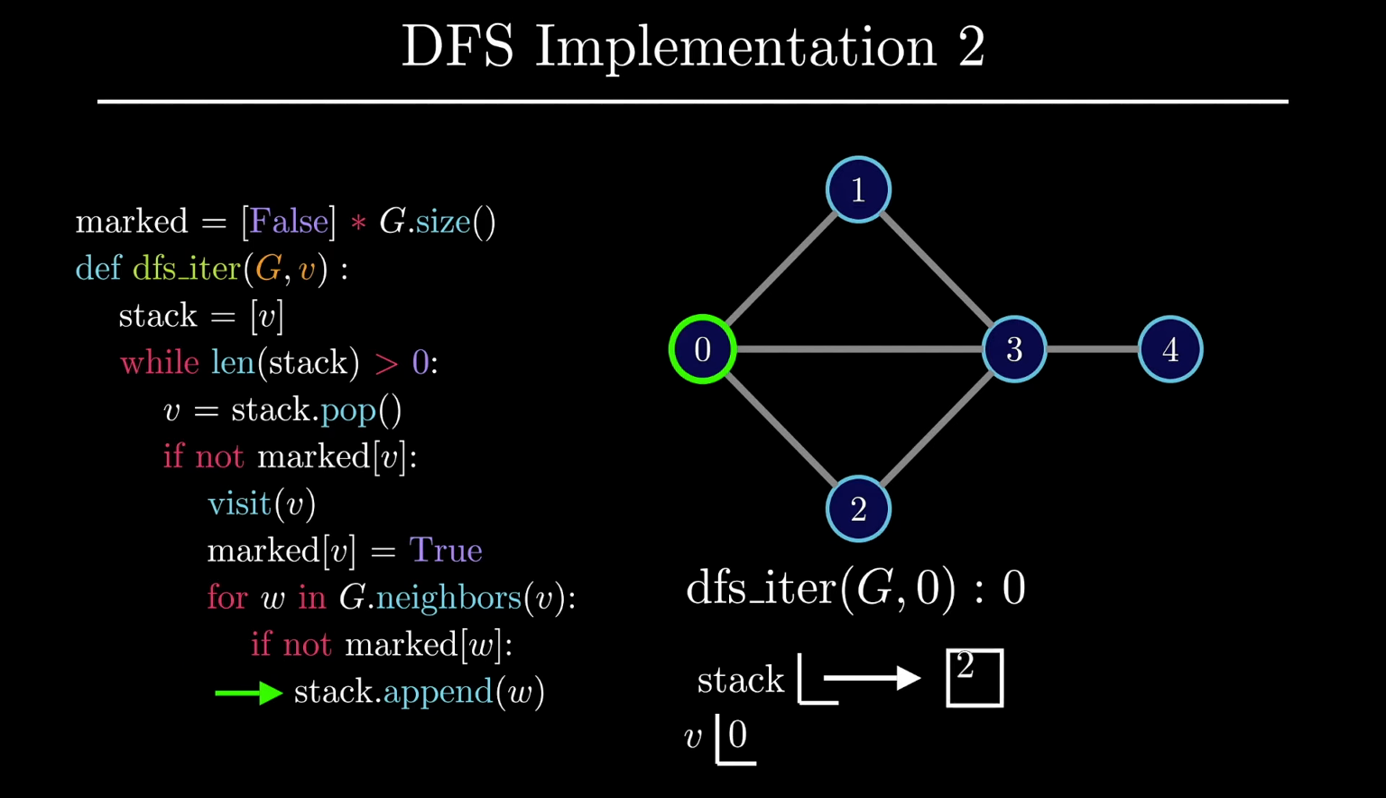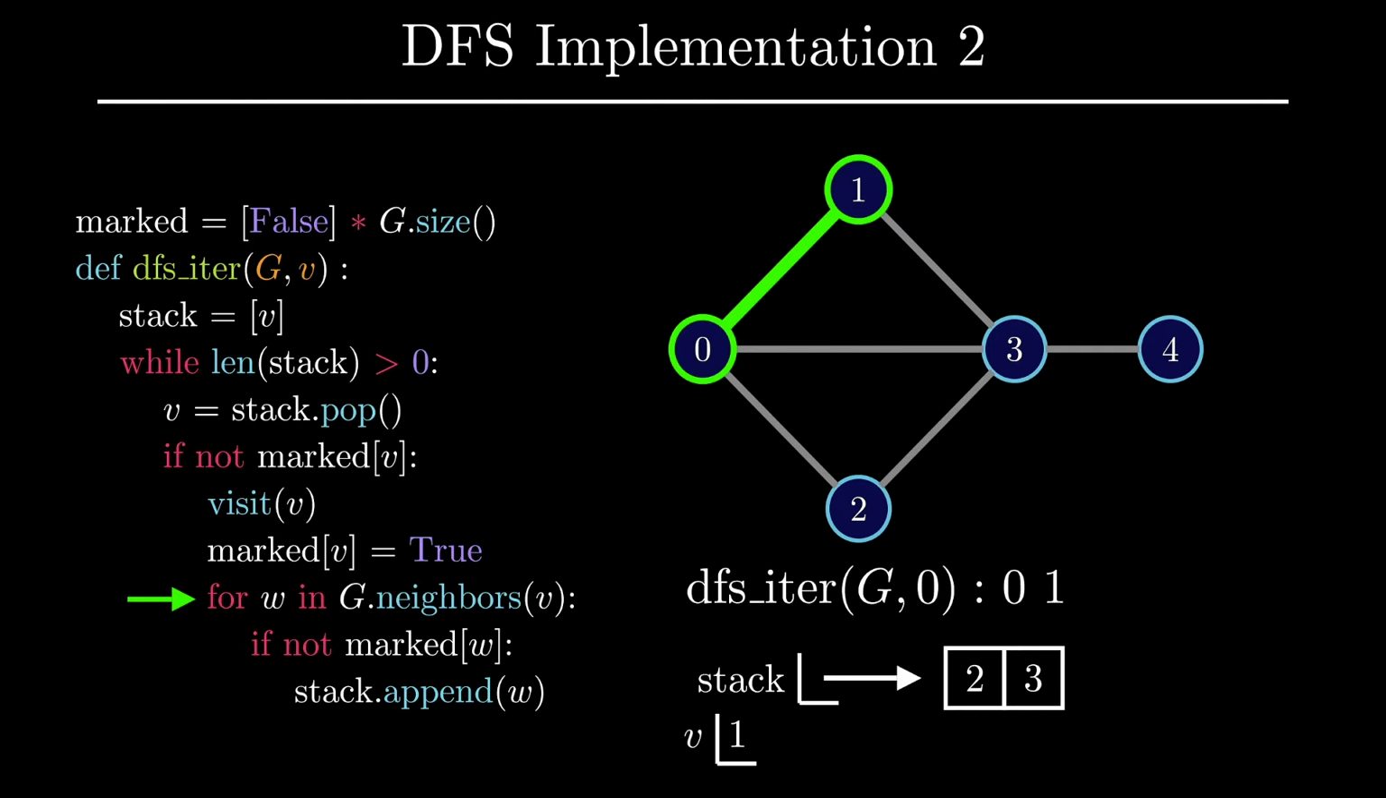Now we iterate through all vertex 0's neighbors, and since none of them have ever been visited before, we add them all to the stack. We then go back into a loop and pop off the last inserted vertex, which happens to be vertex 1. This vertex has never been visited before, so we now visit this vertex and mark it. This is the second vertex in our order.